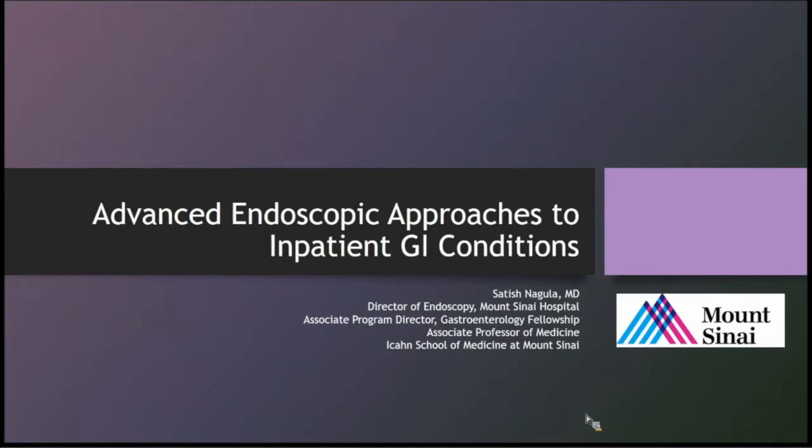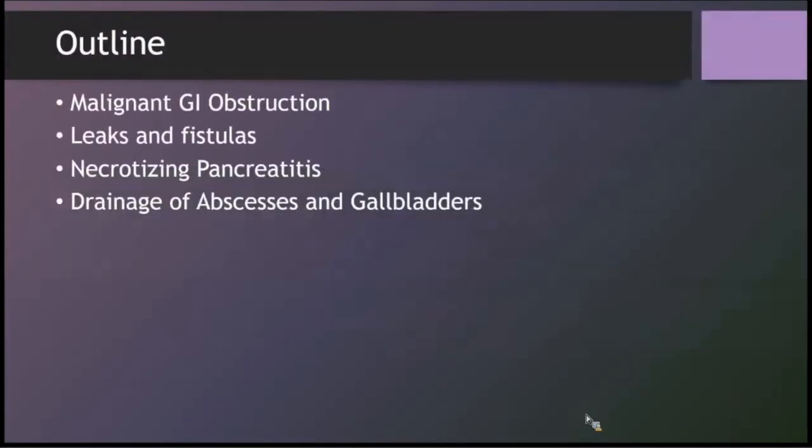I'm going to go through 4 main topics, which I think cover a lot of what we see on the inpatient advanced endo service. That's malignant GI tract obstruction, management of leaks and fistulas, necrotizing pancreatitis, and then the drainage of abscesses and gallbladders. A lot of this talk would have been very different 3 years ago. We've just had such an expansion of technology and techniques that we really are able to do so much more than ever in the past.